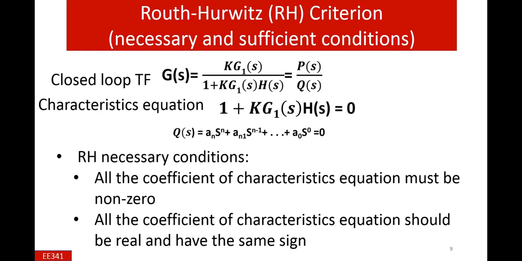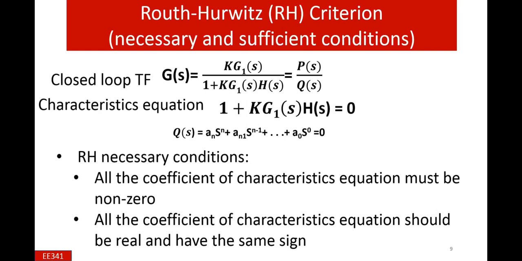A closed loop transfer function is given where P(s) represents the closed loop zeros of the system and Q(s) represents the closed loop poles of the system. And from the characteristic equation, Q(s) is simply represented by this equation.